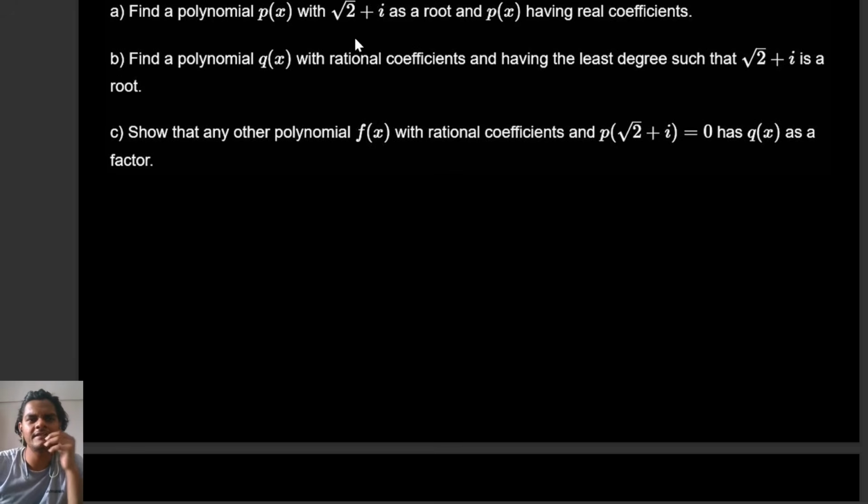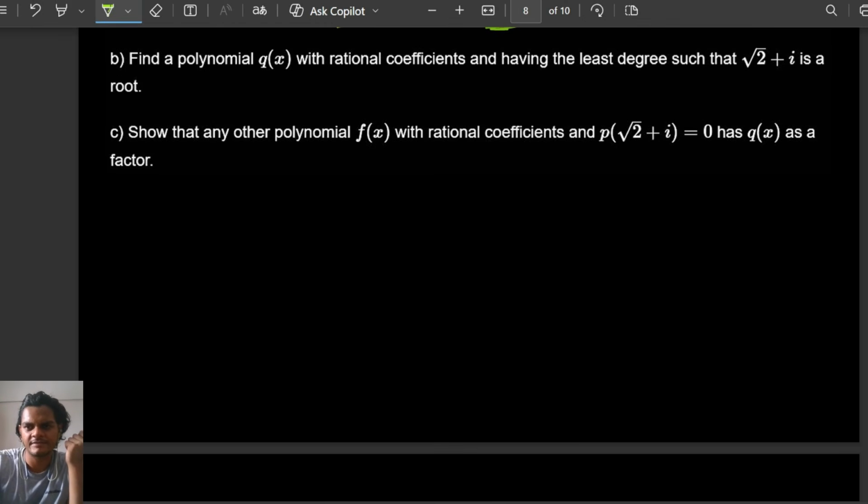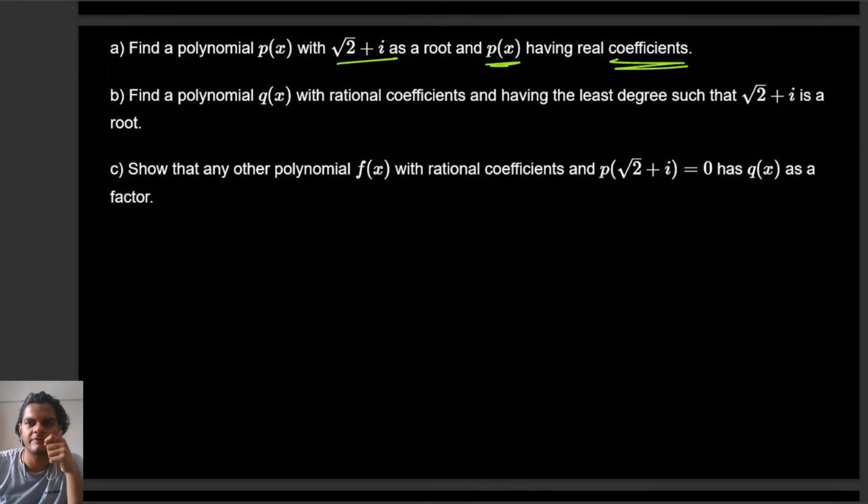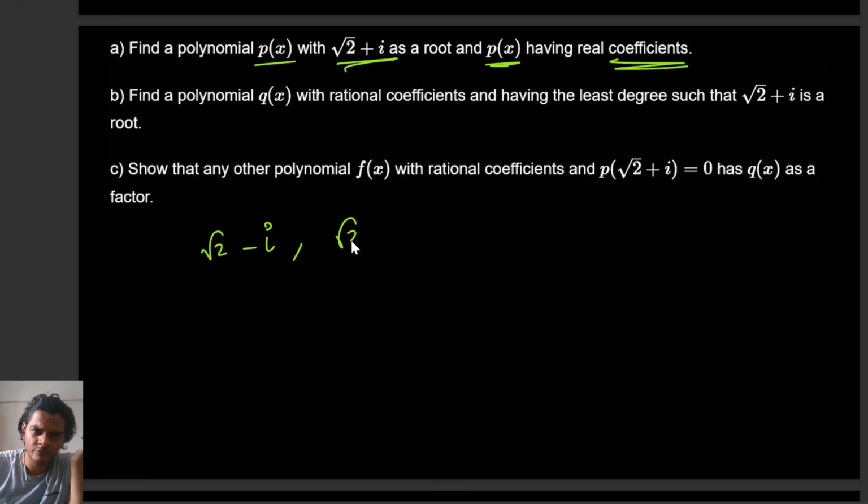Now, it is easy to find a polynomial with root 2 plus i as a root, and p of x having real coefficients. How do we find that immediately? If this is a root, and we want real coefficients, what do we need to do? The other root has to be root 2 minus i. So root 2 minus i, root 2 plus i.